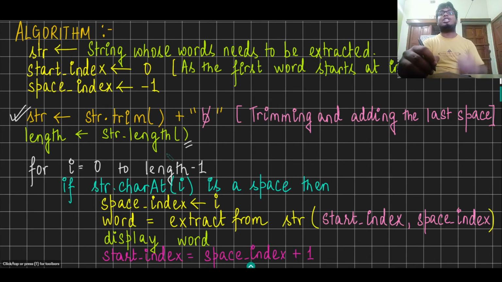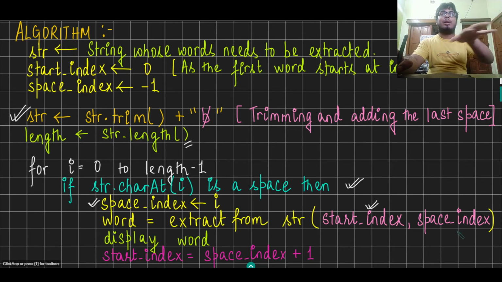And then we check every character. This condition is used to check if the current character is a space. Now, if a space has been found, then only we can extract our word. So if a space is found, then i represents the index where the space is found. Therefore, we are storing it in a variable called space index. And to extract our word, we start extracting from the start index and we go up till space index minus 1. But we write space index over here because of how the str.substring function works.